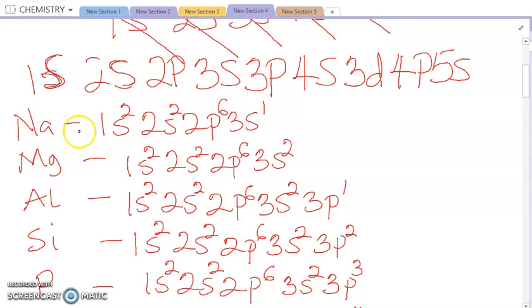Let's see. Sodium: 1s2, 2s2, 2p6, 3s1. Magnesium: 1s2, 2s2, 2p6, 3s2. Aluminium: 1s2, 2s2, 2p6, 3s2, 3p1. Silicon: 1s2, 2s2, 2p6, 3s2, 3p2. Phosphorus: 1s2, 2s2, 2p6, 3s2, 3p3.